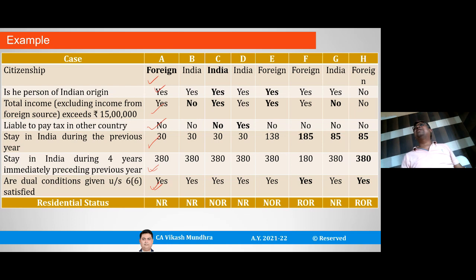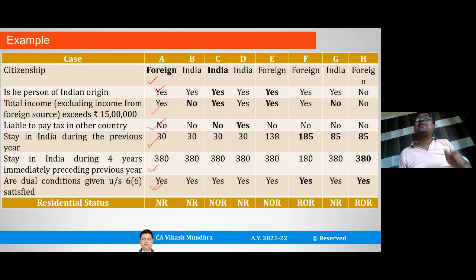Yes, he satisfied dual condition, that is 730 days plus 2 years, 2 years resident. What will be his residential status? Whether he will be considered as a resident or non-resident? Since he's staying in India only for 30 days, hence he is not satisfying condition number one, that is 182 days or more. 60 days plus 365 days is not satisfying. Whether 60 days is applicable or 120 days is applicable, 120 is applicable, he is not satisfying that condition.